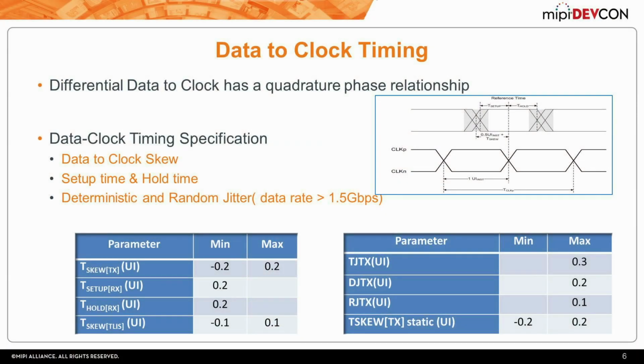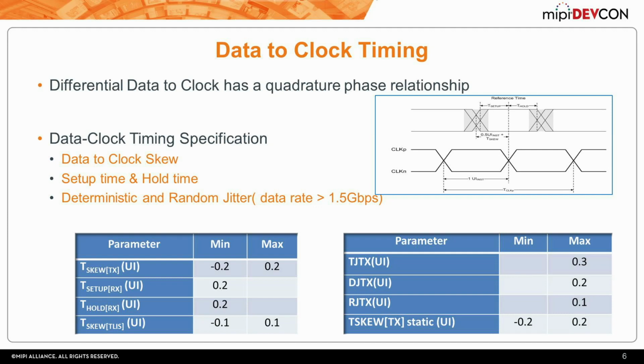Further, with regard to a few more parameters on the data and the clock timing, as we know, it is a forwarded clock system. The diagram here shows the relationship of the data with respect to the clock. The clock is in quadrature with the data, meaning that it is enabling the receiver to sample at the clock edge. In D-PHY, it is a dual data rate clock, which means the data will be sampled both at the rising edge and the falling edge.